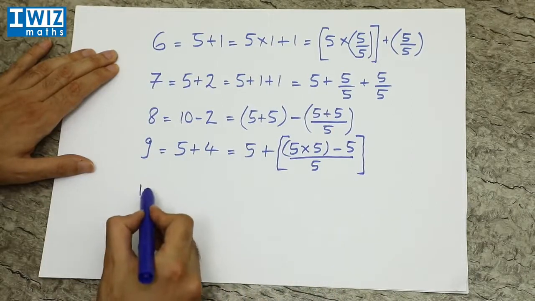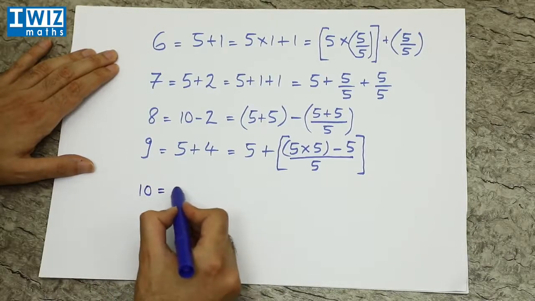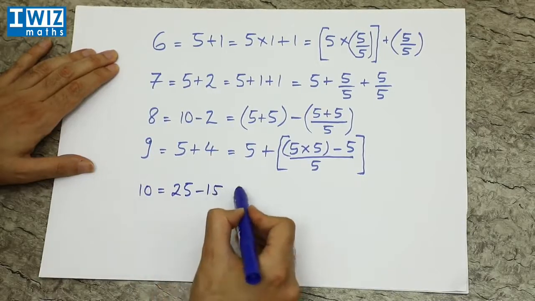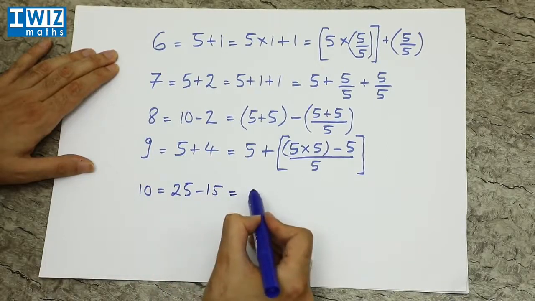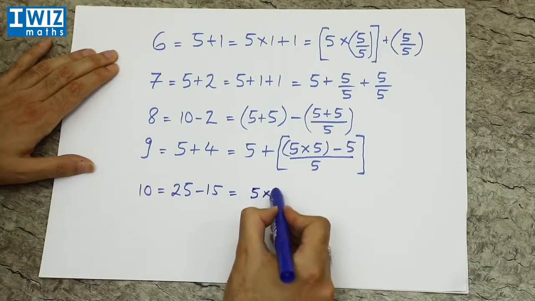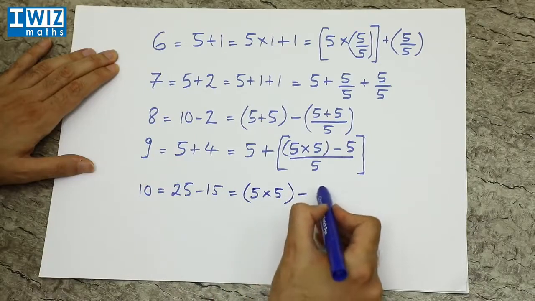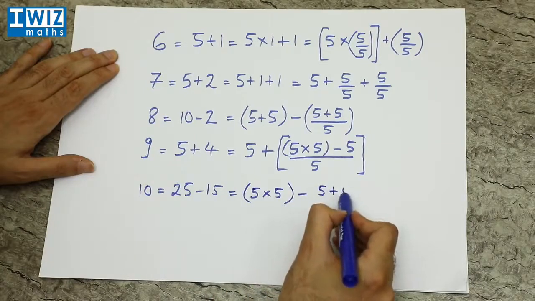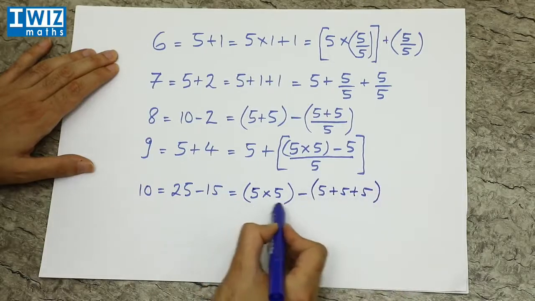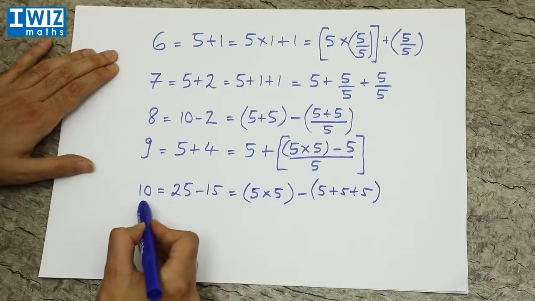And finally, we need to get to the number 10. So 10, if we note, is just say 25 minus 15. Then that makes it easy to spot, which is 5 times 5, which is 25, minus (5 plus 5 plus 5). Put a bracket around there. So that's 25 minus 15 gets us to 10.